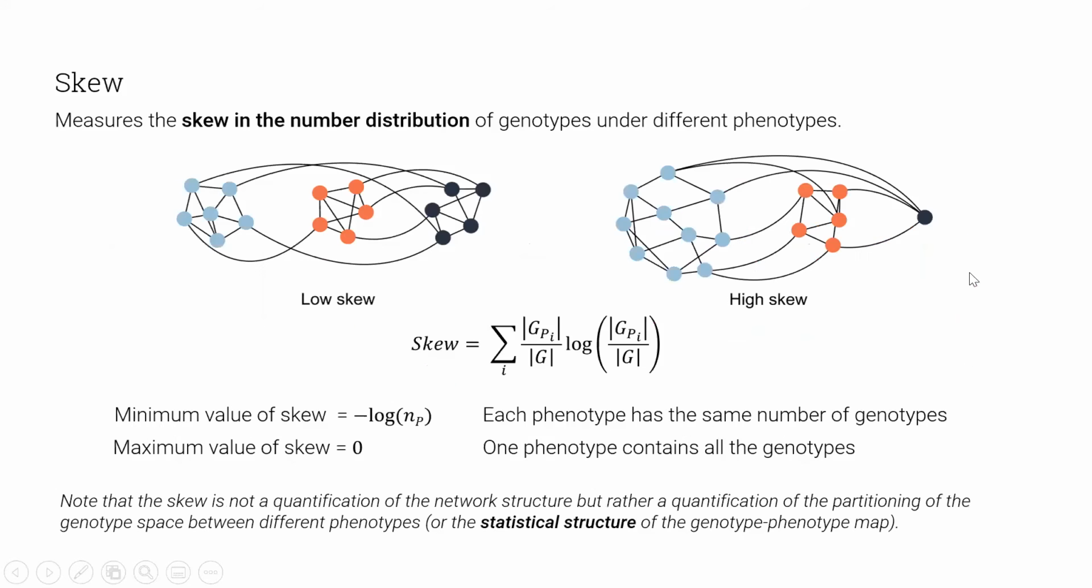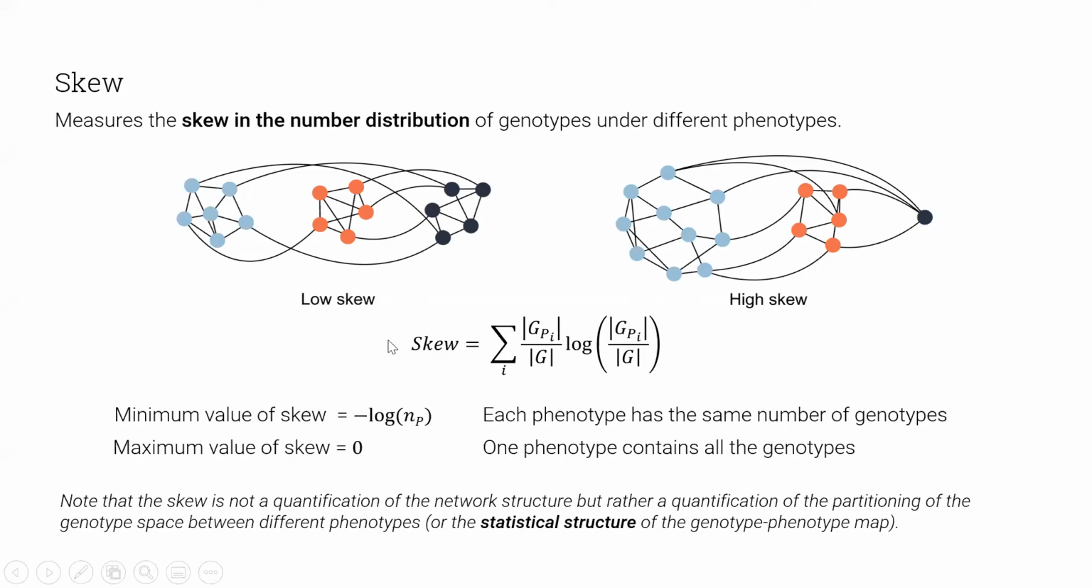So the first property that we measure for the genotype-phenotype maps is the skew. So skew is a statistical property. It basically calculates how skewed the number distribution of genotypes is under these different phenotypes. For example, the genotype-phenotype map on the left side is not very skewed because almost all the phenotypes have a similar number of genotypes. Whereas the genotype-phenotype map on the right side is extremely skewed because the lowest complexity phenotype has a lot of genotypes under it, whereas the highest complexity phenotype has only one genotype under it.